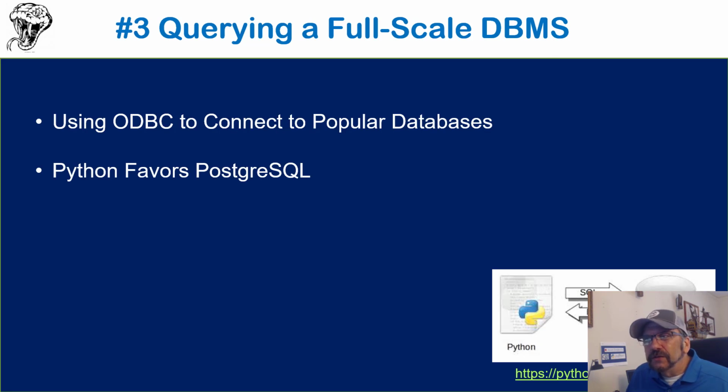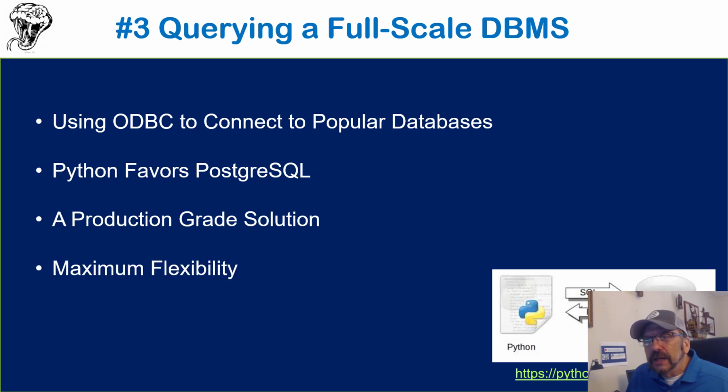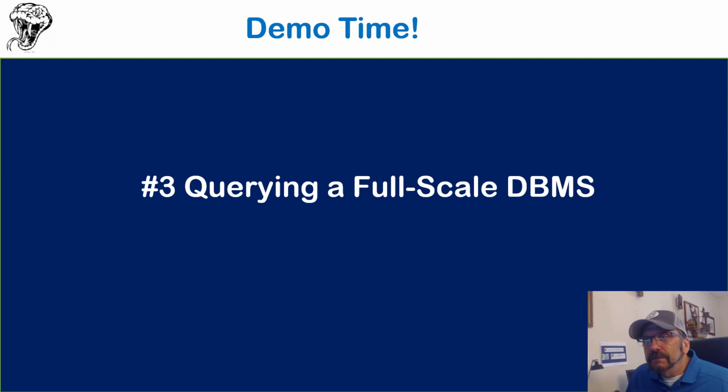Python, as I mentioned, favors Postgres the most of any database, and probably MySQL second to Postgres in what I've seen, especially when you think of things like Django. This will offer us a production-grade solution and maximum flexibility.